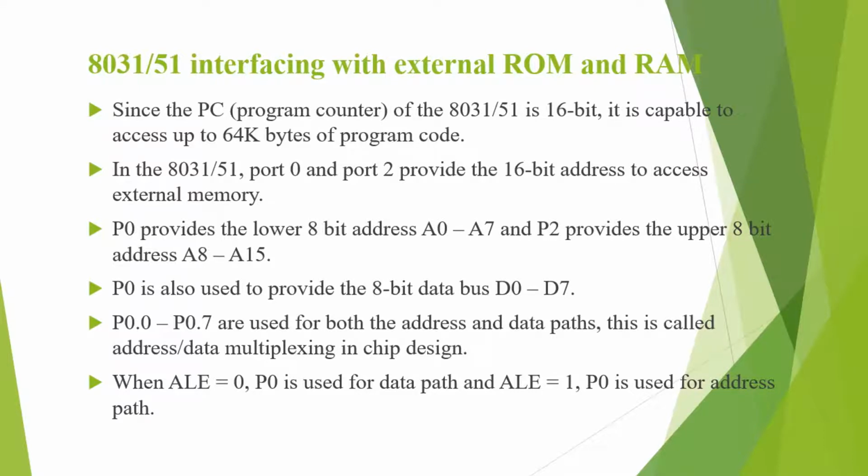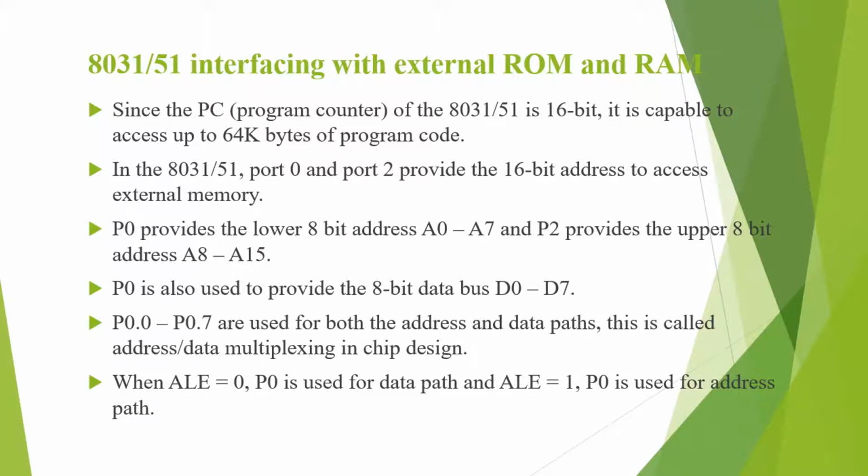Here, port 0 provides the lower 8-bit address A0 to A7 and port 2 provides the upper 8-bit address A8 to A15. Port 0 will also be used as a data bus. So it is used to provide the 8-bit data bus D0 to D7. So port 0, which is used as both address bus and data bus, is called address data multiplexing in chip design.